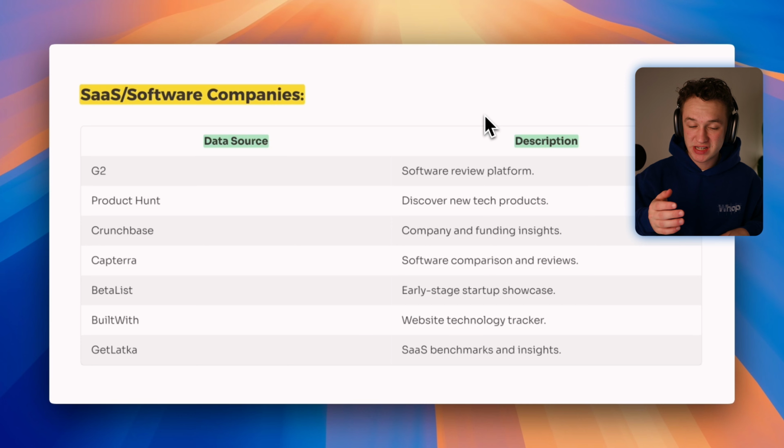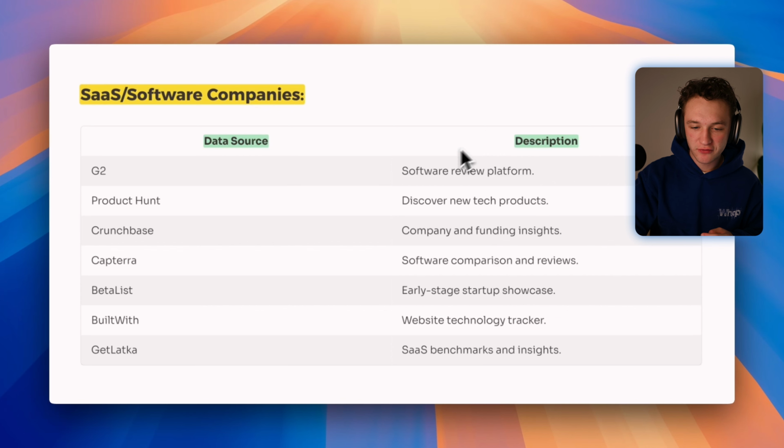The first segment that I'm going to show you how to get leads for is SaaS and software companies. So I'm going to show you the 7 data sources that are going to give you the websites. And then once you get those websites, all you have to do is take them to Apollo, input the websites, and find the decision maker contact information.